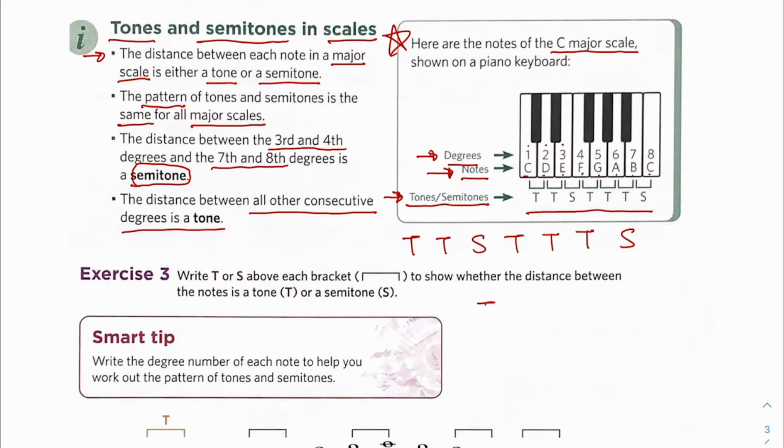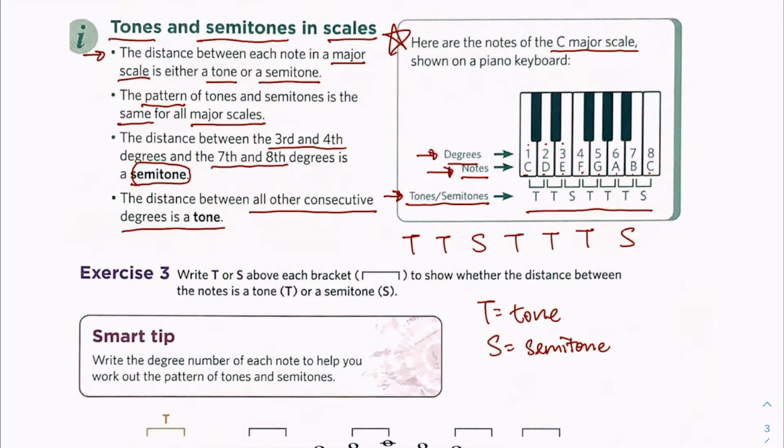T stands for tone, and S stands for semitone. This formula shows the relationships between consecutive notes in a major scale. So let's start with C, which is the first degree. From C going to D, or from the first degree going to the second degree, they are a tone apart because there is a black key in between C and D.